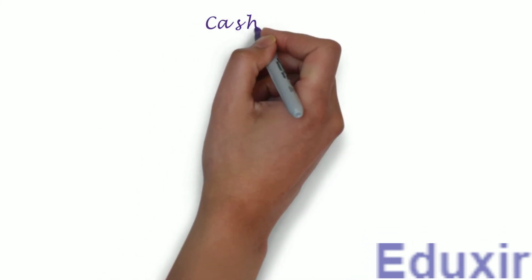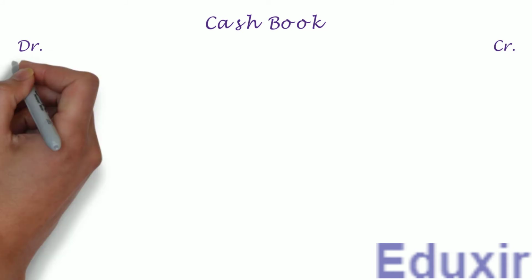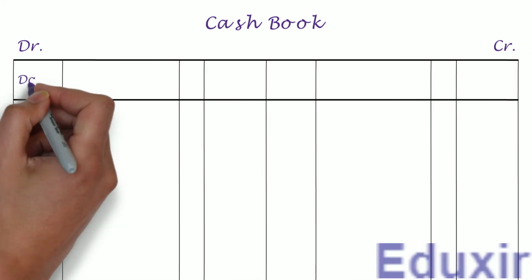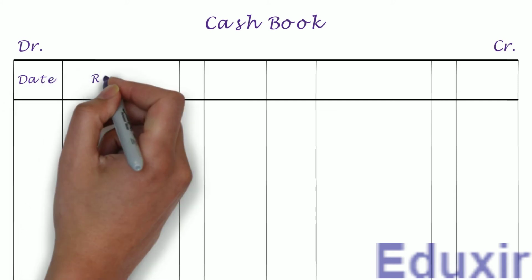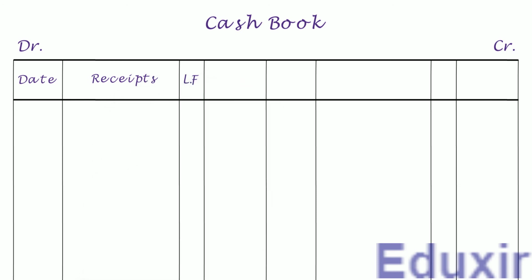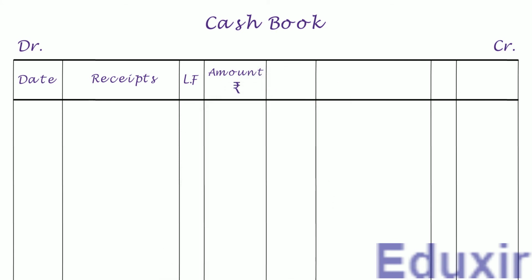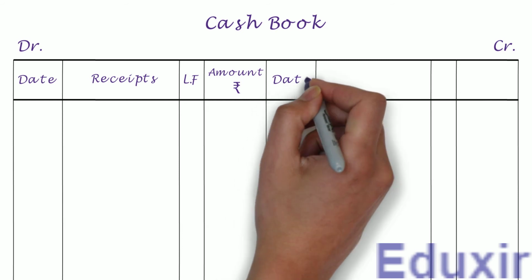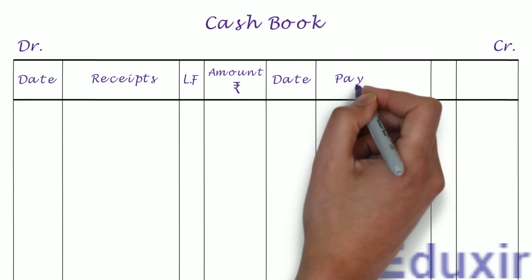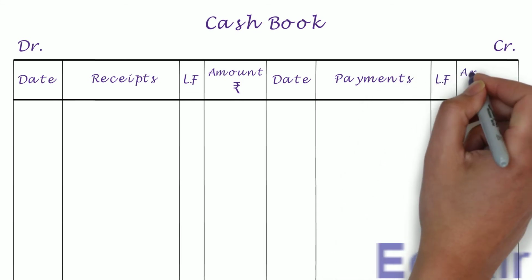With this analysis at our disposal, let us proceed with the posting of this transaction into the cash book. Let us first record the title as cash book. Let us then write the headers DR and CR to designate the debit and credit sides respectively. Let us have individual columns for date, receipts, ledger folio and amount in rupees on the debit side. On the credit side, we will have date, payments, ledger folio and amount in rupees.